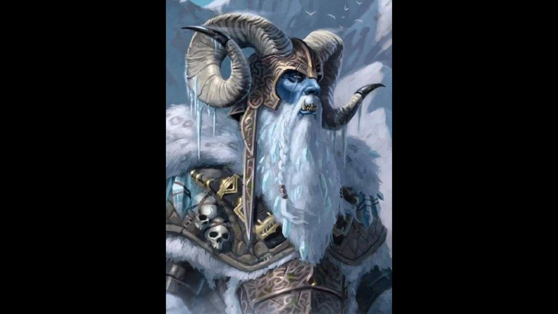Only 2 Jotuns survived the flood of Ymir's blood by building an ark. One was Ymir's grandson, Bergelmir, and the other was his wife. Bergelmir and his wife brought forth new generations and families of Jotuns.